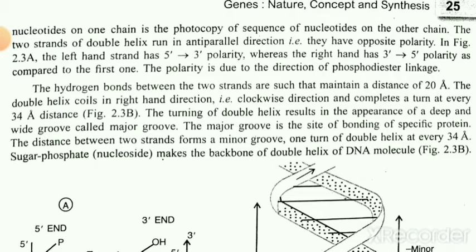The turning of the double helix results in the appearance of a deep and wide groove called the major groove. The major groove is the site of bonding of specific proteins. The distance between two strands forms a minor groove. One turn of the double helix at every 34 Å. Sugar phosphate nucleoside makes the backbone of the double helix of the DNA molecule, figure 2.3b. See the figures 2.3.